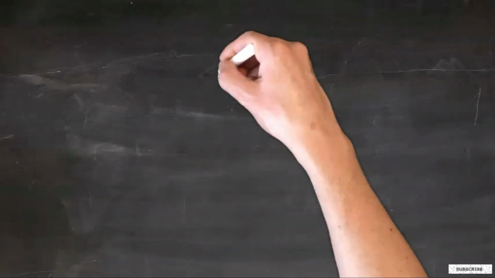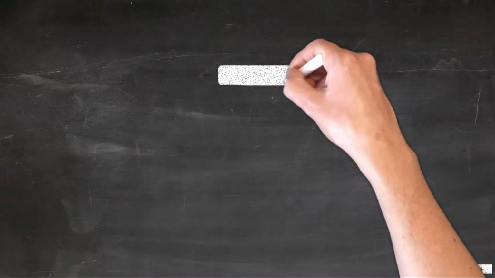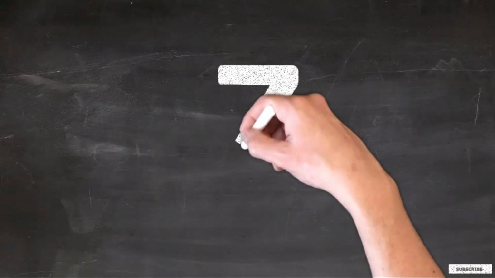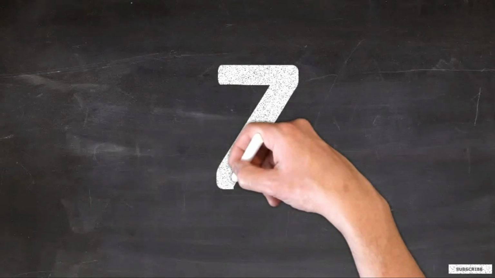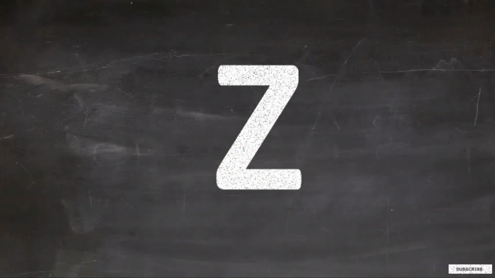From the top, draw a sleeping line towards the right. Draw a slanting line down towards the left till the bottom. Then draw another sleeping line from the bottom towards the right. This is capital Z.